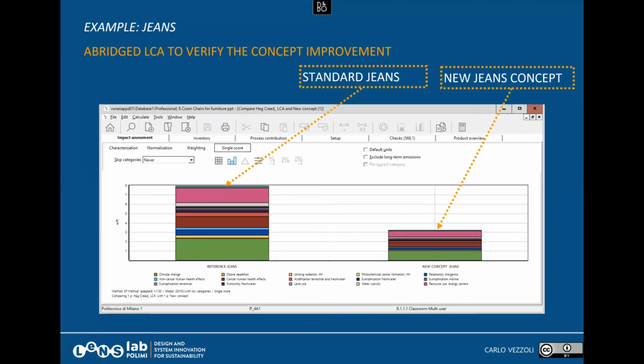Then what we can do is make an assessment of the concept, again with a life cycle assessment. So here we have quantitative data. There is the standard jeans and the new concept. Hopefully it's with a lower environmental impact, maybe even lower, who knows.